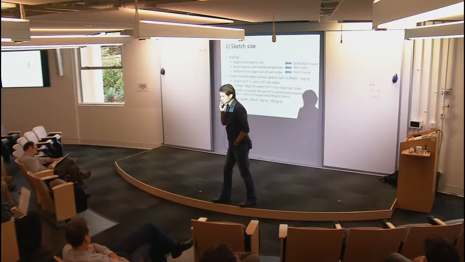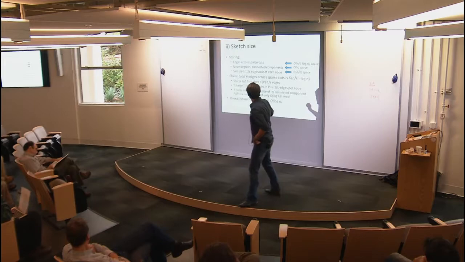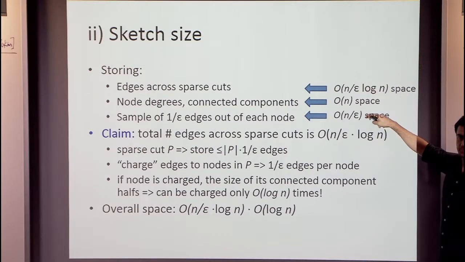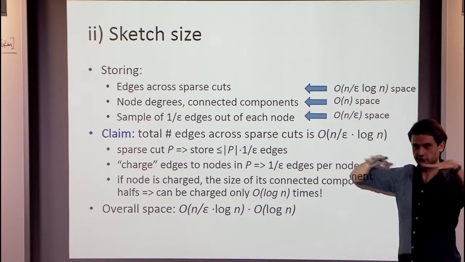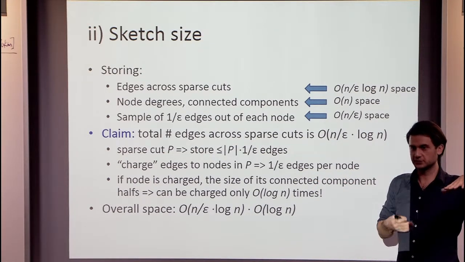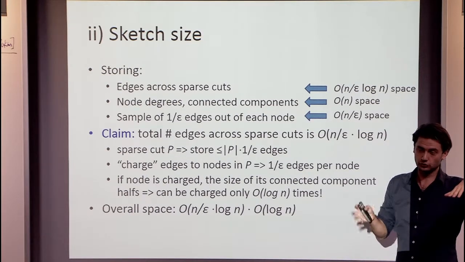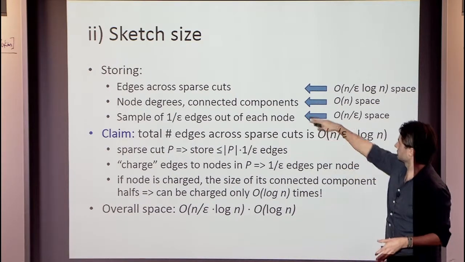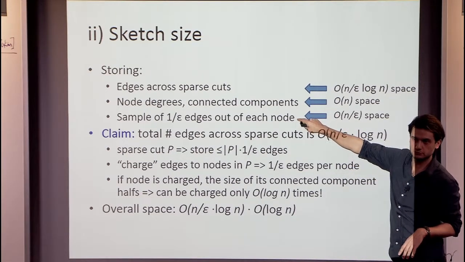So can you repeat the question? The sample of 1/epsilon edges out of each node. This one. Right. Is it after you remove the sparse cuts? Precisely. Yeah. So again, you do uniform sampling at the beginning. Then you remove along the sparse cuts iteratively until there are no more sparse cuts. Once you are done with that, you store these and you store a sample of 1/epsilon edges out of each node.